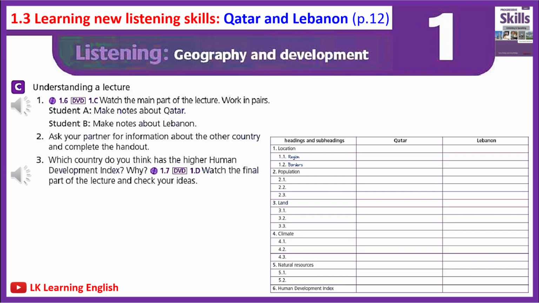Finally, natural resources. With regard to fossil fuels, Qatar has fuels, but Lebanon has none, although it is said that there is oil offshore. In terms of minerals, the situation is the reverse. Lebanon has minerals, especially limestone and iron ore, which is used to make steel. Qatar, on the other hand, has no minerals. Does the presence or absence of natural resources affect human development?